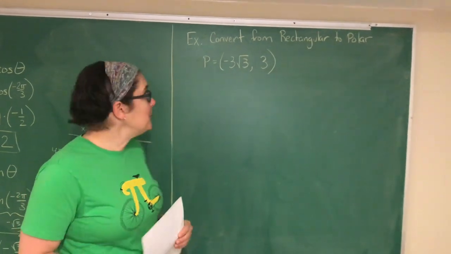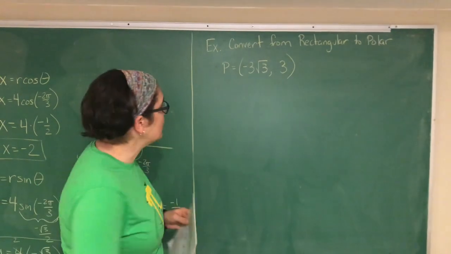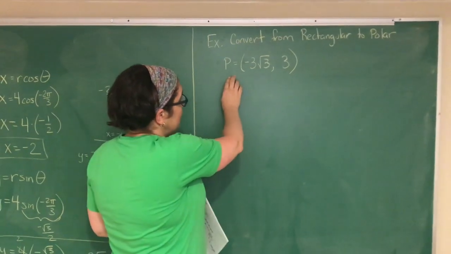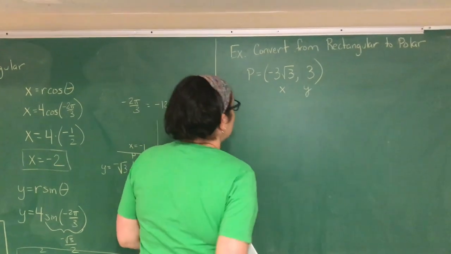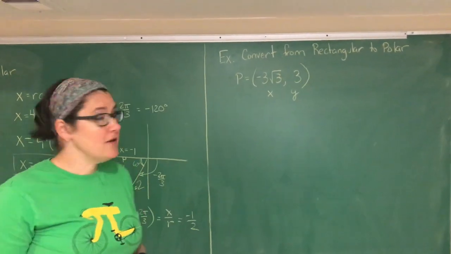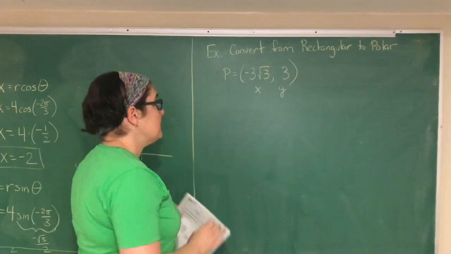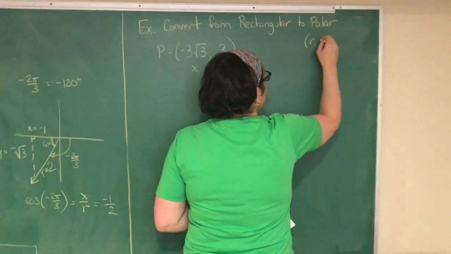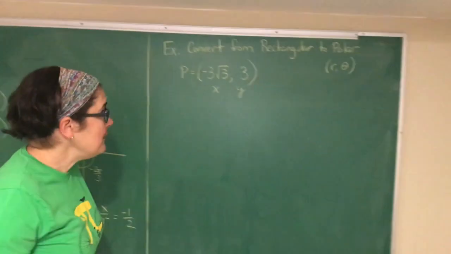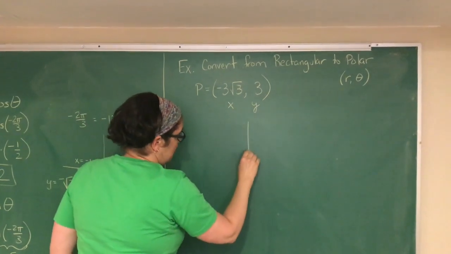All right, in this example, we are going to convert from rectangular coordinates to polar coordinates. So here we're given a point which is given in rectangular coordinates. So the negative 3 root 3 is our x coordinate, and the 3 is our y coordinate. So in order to convert this into polar coordinates, in other words, into r comma theta coordinates, maybe the first thing that I might do here is to draw a picture of this point.